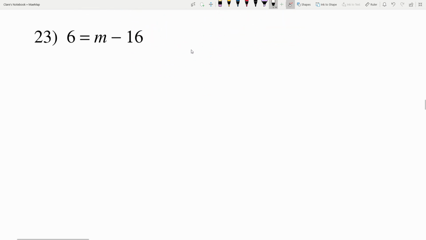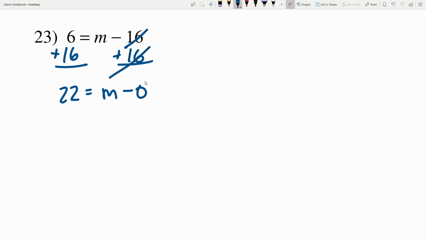Now for number 23, 6 equals something, our variable m, which we're going to solve for, minus 16. What number minus 16 equals 6? That's going to be 22. But let's go ahead and show our work and solve. So add 16 to both sides, because whatever I do to one side, I need to do to the other. 6 plus 16 is 22, and 22 equals m minus 0. And m minus 0 is m. So 22 equals m for number 23.